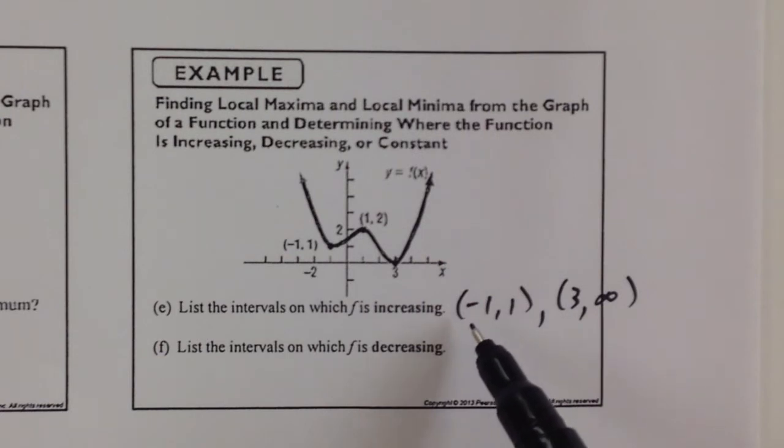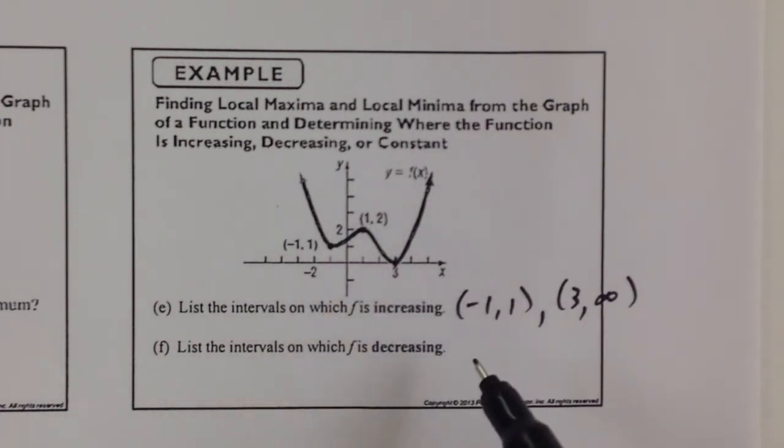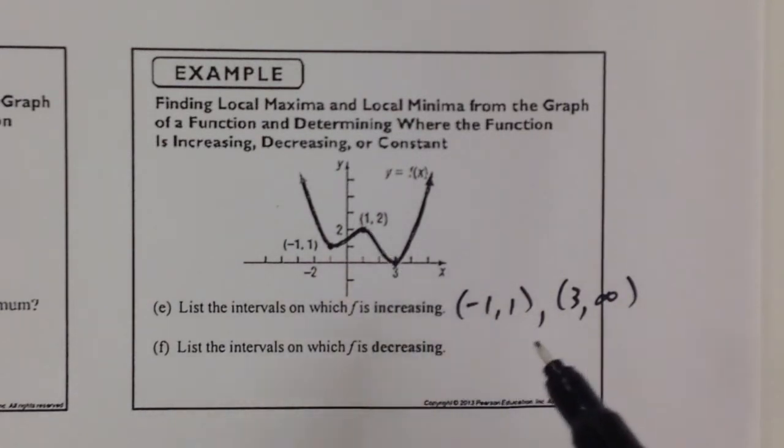But sometimes some books actually use brackets for those numbers. But we will not use brackets. If you use brackets, you will not be marked down. And I just always use parentheses if we do not include the endpoint. And for increasing, decreasing, or constant, it really doesn't matter what you use. You can use brackets or you can not use brackets. You can use parentheses. Okay?